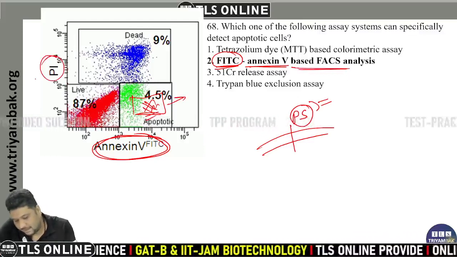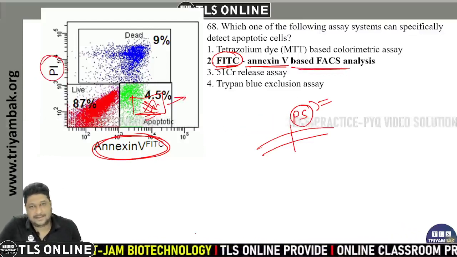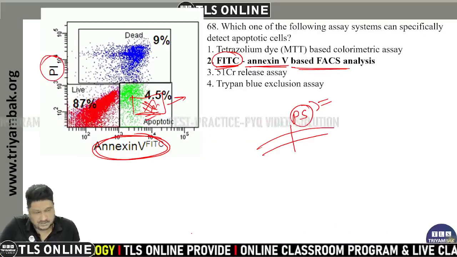Along with that, PI, propidium iodide, is also used to detect the cells which are undergoing apoptosis or necrosis or death.